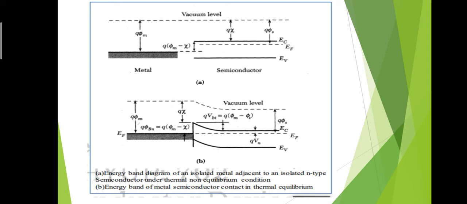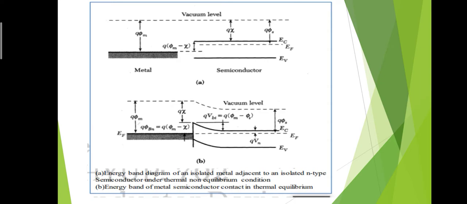Just they are placed adjacent to each other, and the second diagram is the energy band of metal semiconductor contact in thermal equilibrium. That means when we contact the metal and semiconductor, there is a transfer of electrons from semiconductor to metal due to the high energy of the conduction band as compared to the Fermi level, or Fermi energy, of the metal.